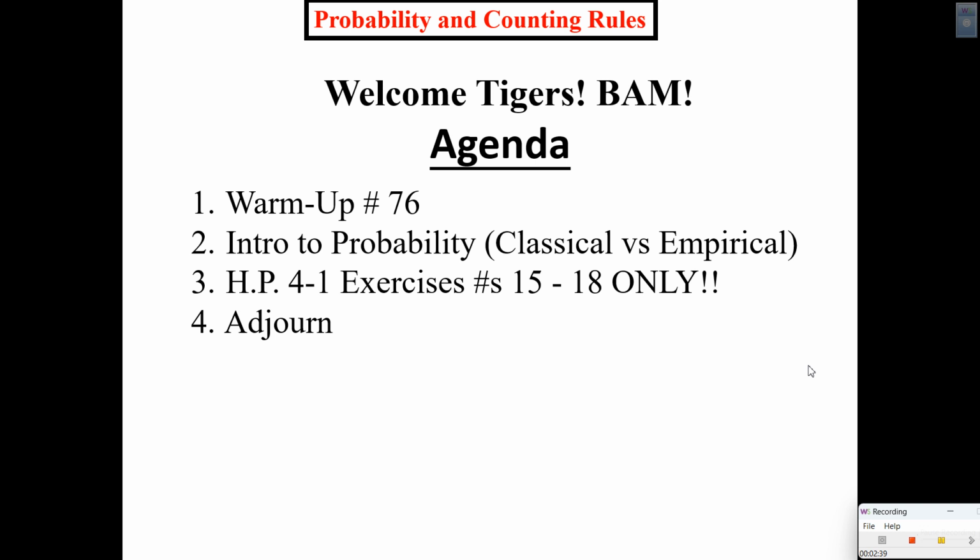All right, so once again, the agenda for today: warm-up 76 done. Intro to probability, we're going to be looking at classical versus empirical. The homework for tonight is out of 4-1, numbers 15 through 18. So, only. And I am going to include the problems in the presentation. So here's the code. Write this down.